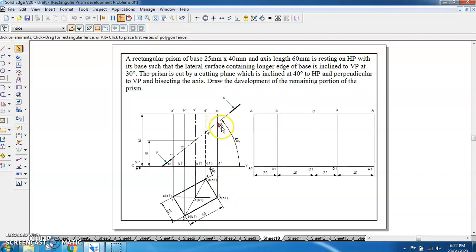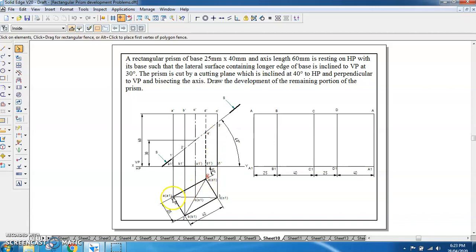So this point will be named 3 dash, and when we project it back to the top view, we will get 3. Then C2D. C2D is here, it is not cut, and C1D1 is here, it is not cut. So we do not have any cutting points there. Then DD1. DD1 is cut at this point. So we'll name this point 4 dash, and we'll project it back to the top view and name it 4.